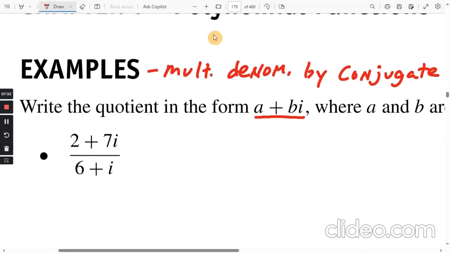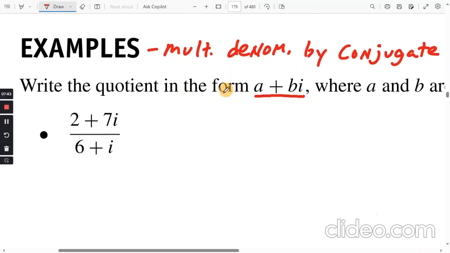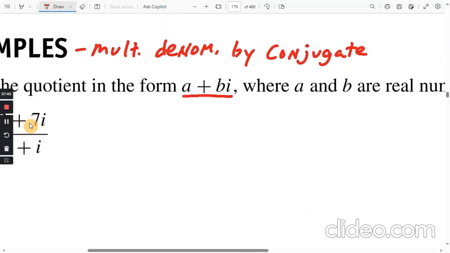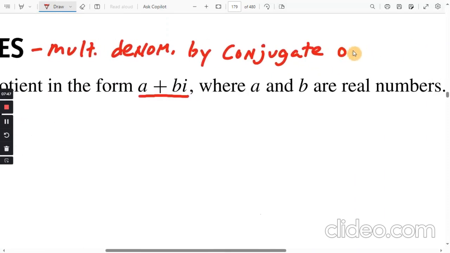I should say numerator and multiply numerator and denominator. I'll just leave it like that. Multiply the denominator by its conjugate over itself. All right, so basically we're multiplying by 1 once again.